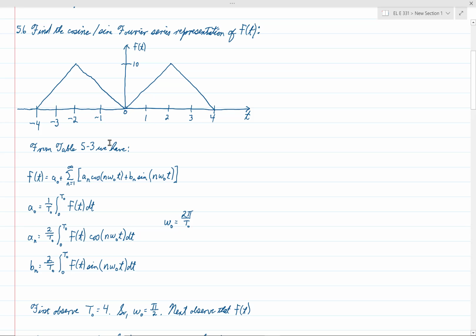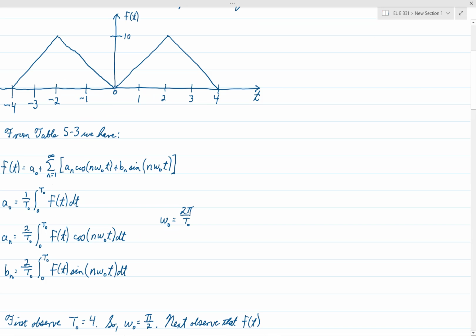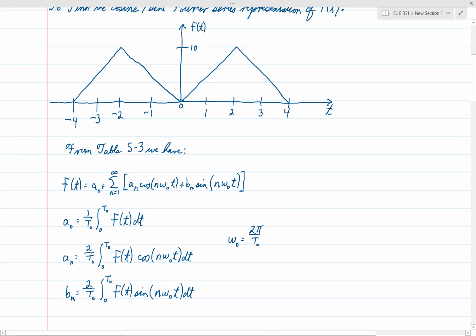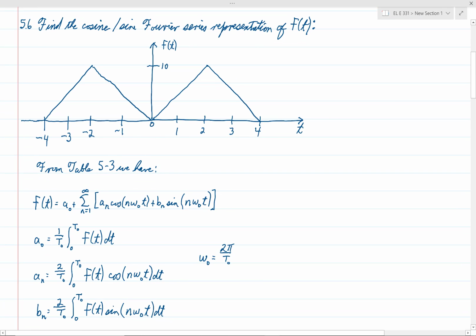So let's go ahead and go to your book, this table 5-3, and you'll see that the form for the cosine-sine Fourier series is given right here. A naught happens to be the average value of the function.